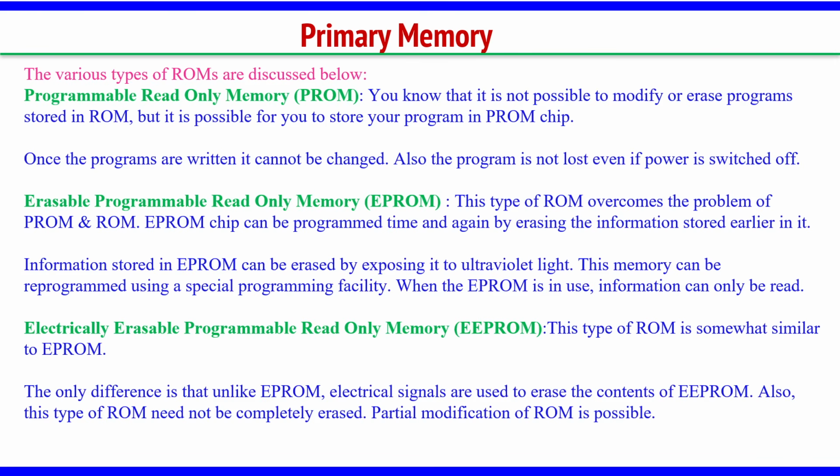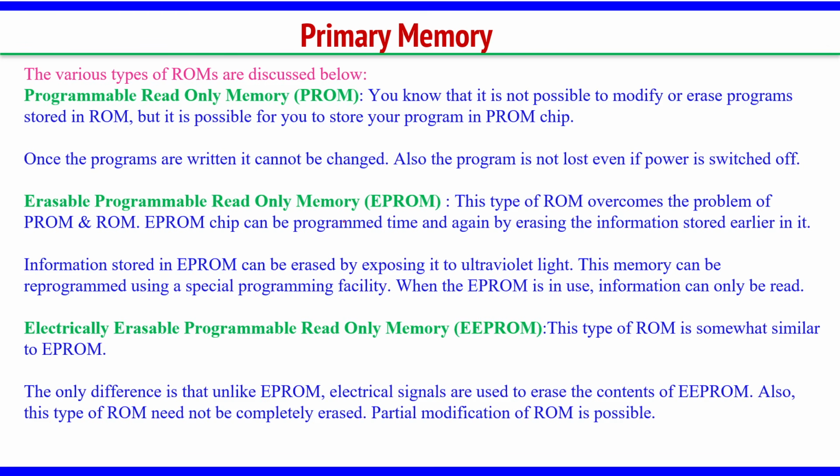And in ROM, read-only memory, we have different types. First one is programmable read-only memory, PROM. You know that it is not possible to modify or erase programs stored in ROM because it is only read-only memory. But it is possible for you to store your program in a PROM chip. Something is already there inside ROM, I cannot change it, but I can store something else, I can store the new thing. Once the programs are written, it cannot be changed. Also, the program is not lost even if the power is switched off.